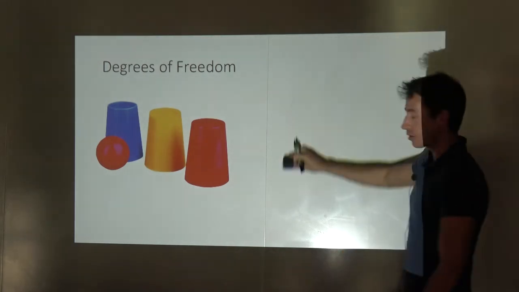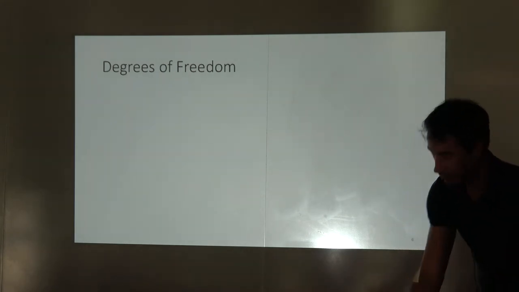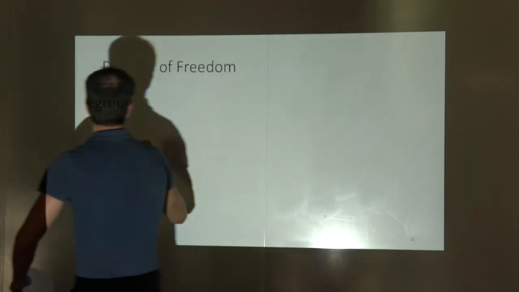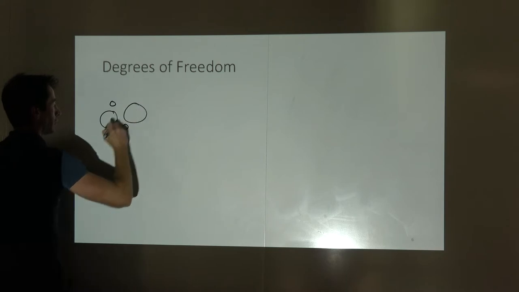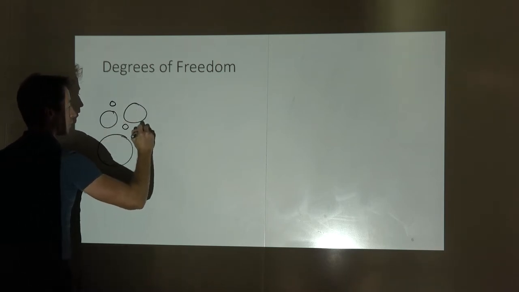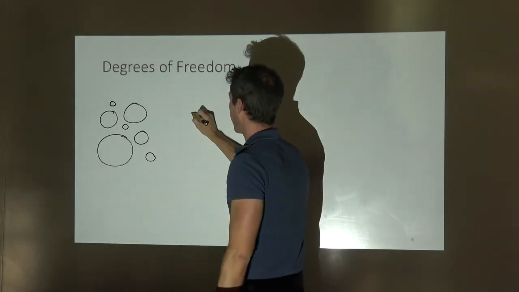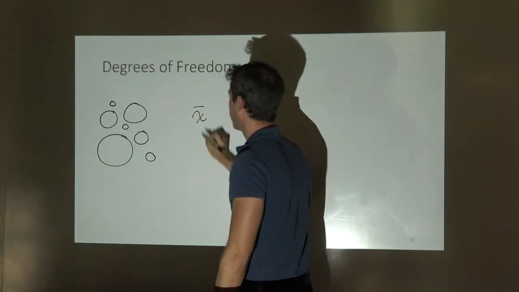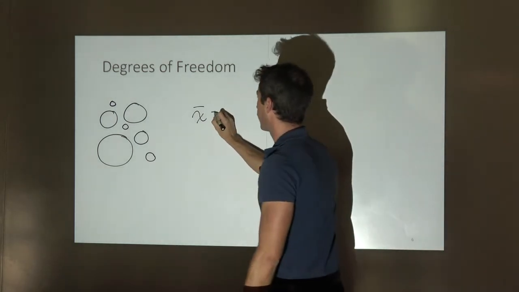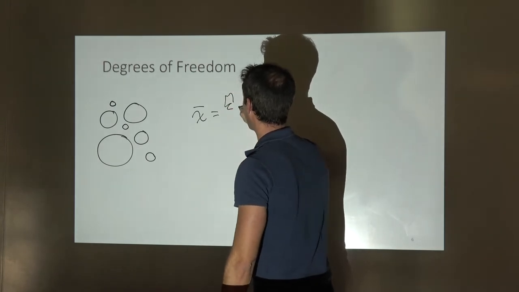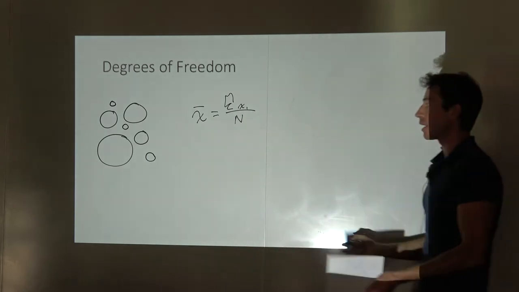Okay, so now let's start to talk a little bit more about what we do in statistics. So what if these are sizes of nanoparticles, and we've got this range of sizes, and I want to calculate the average of that population? So I would sum up, with a sigma, and divide by n, right?